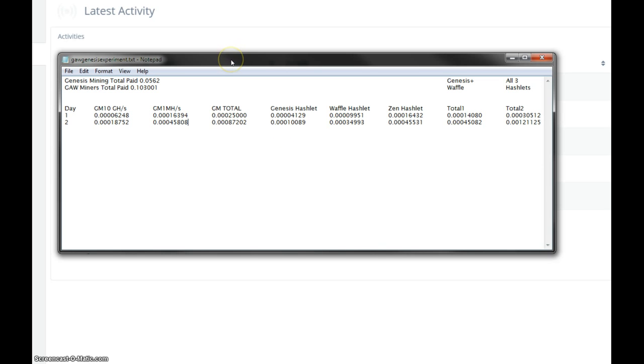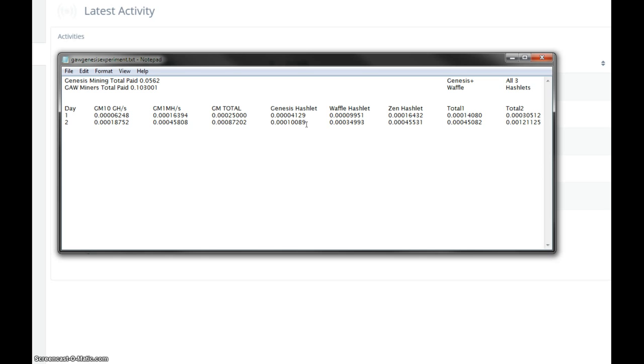So anyway, now is the time to compare the prices between the 2 providers. Let's start off with the Genesis Mining 10 gigahash. After fees, I got 18,752 Satoshi. The Genesis Hashlet after fees were removed came to 10,089. So that's quite a large difference there. 18,752 for one and 10,000 for the other. So yeah, that's quite a surprise really. I wasn't expecting it to be such a large difference.